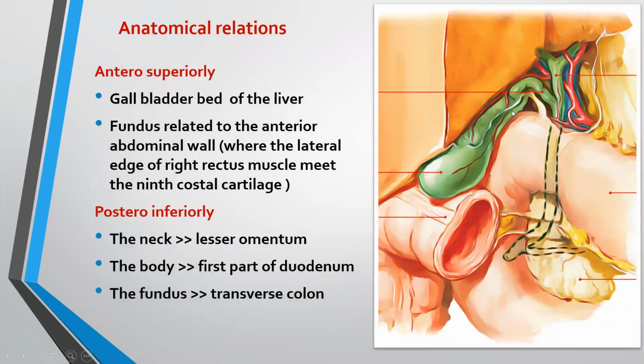Anatomical relations: anterosuperiorly, the gallbladder is related to the gallbladder bed of the liver, and the fundus is related to the anterior abdominal wall. Posteroinferiorly, the neck is related to the lesser omentum and hepatoduodenal ligament, the body is related to the first part of the duodenum, and the fundus is related to the transverse colon.